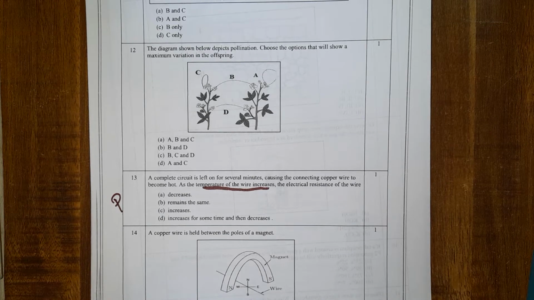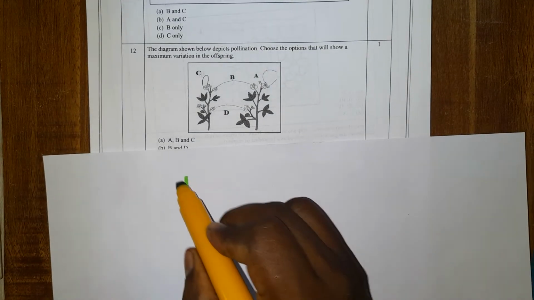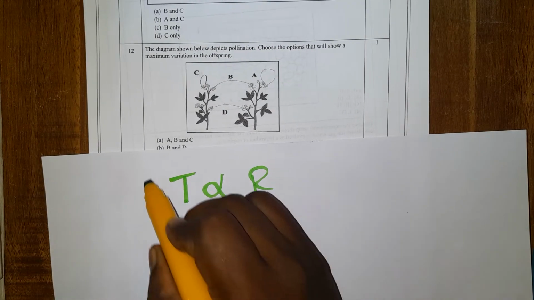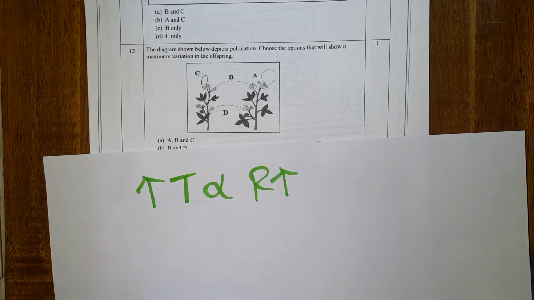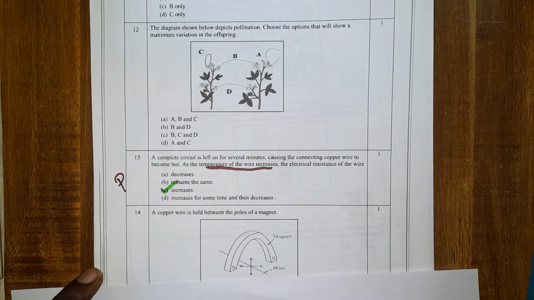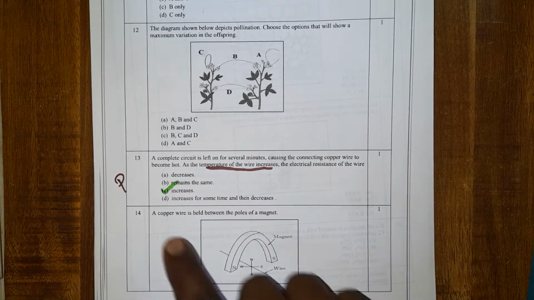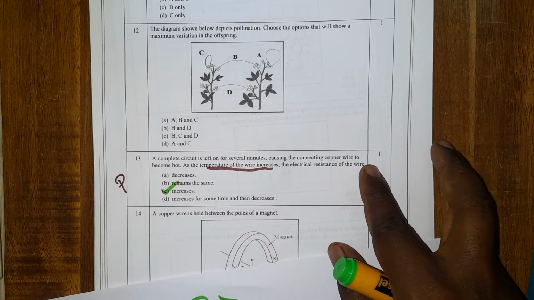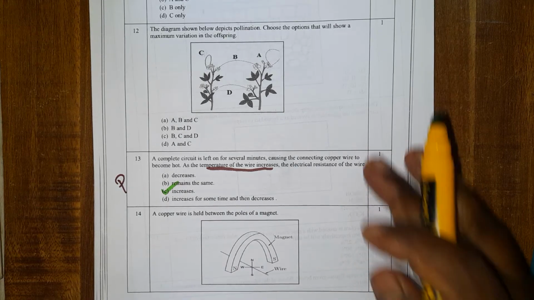If temperature increases, resistance will increase. Already we know this is one of the factors. Temperature and resistance are directly proportional. If temperature increases, resistance will increase. So for the 13th question, the answer we can call option C. The resistance will increase because it's directly proportional.